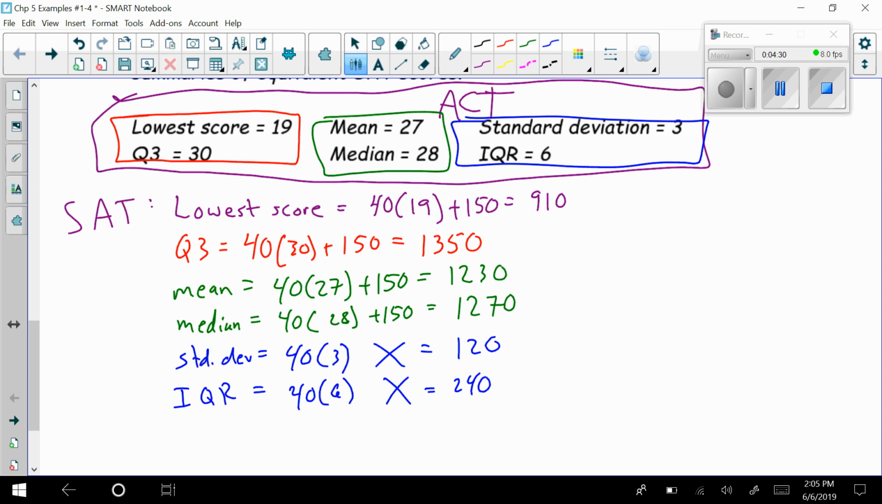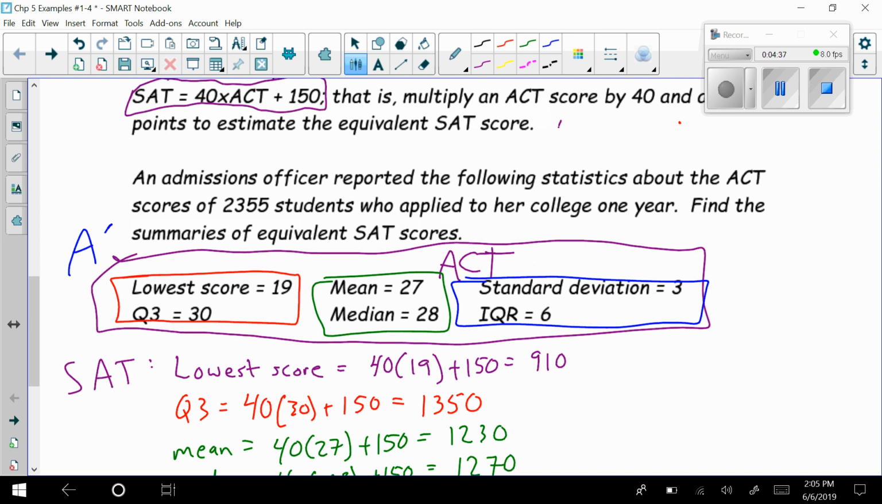Okay. And there we have converting SAT data, or I'm sorry, ACT data, this is ACT here, into SAT data. Okay. That is example number 2.